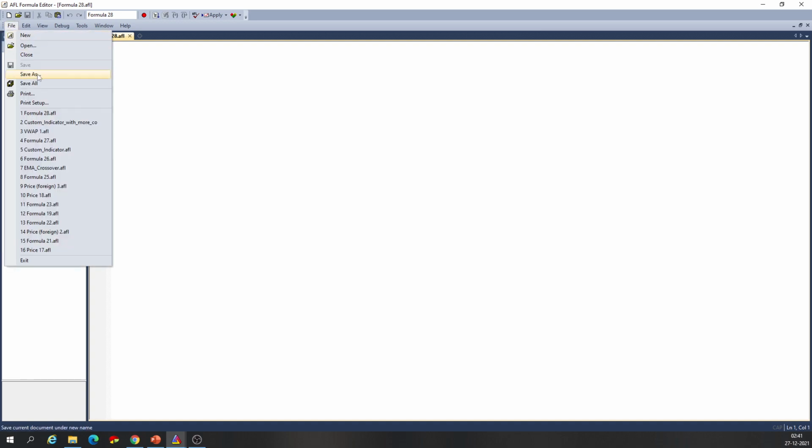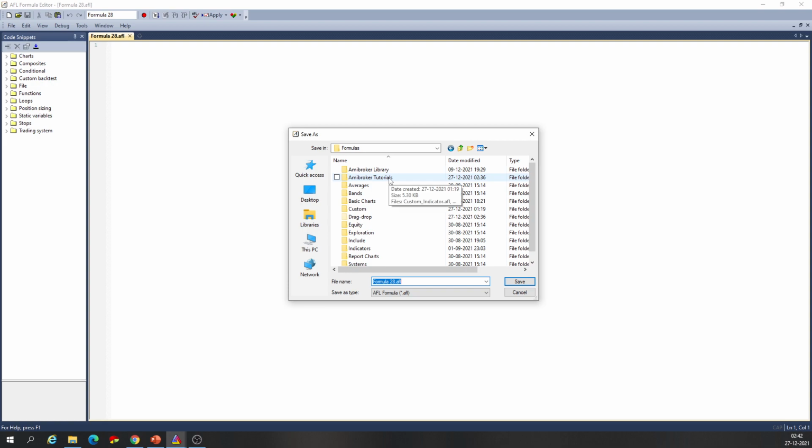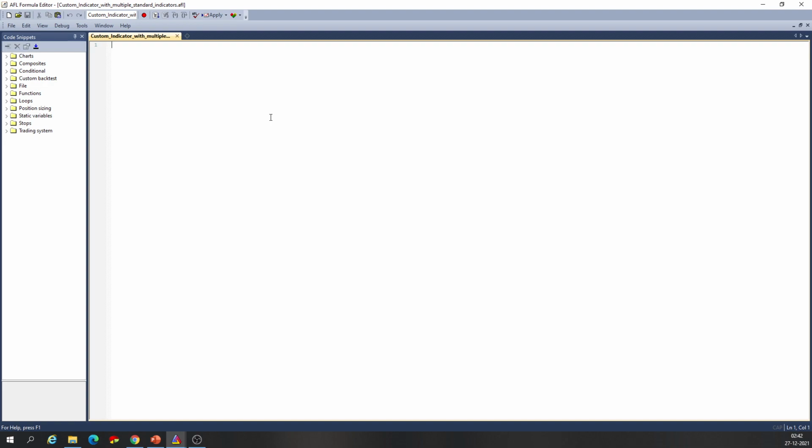So I will try to save the file, AFL file, which is for the AFL is nothing but AmiBroker Formula Language. I'm going to name it as custom indicator with multiple standard indicators. So it's saved. So let's start.